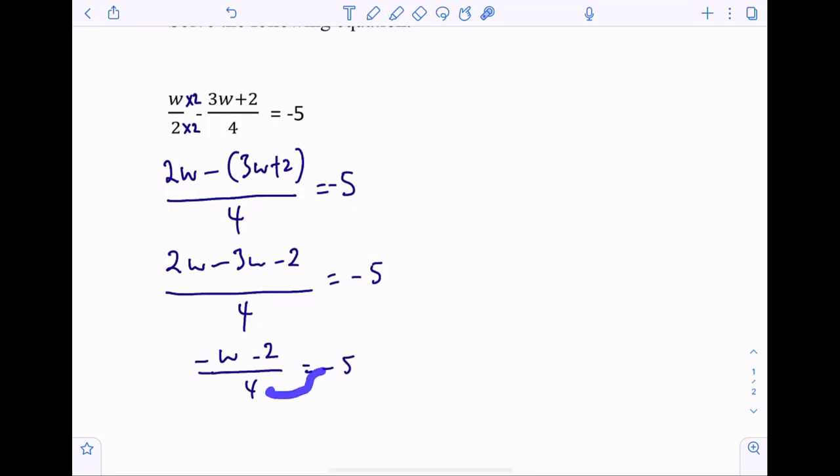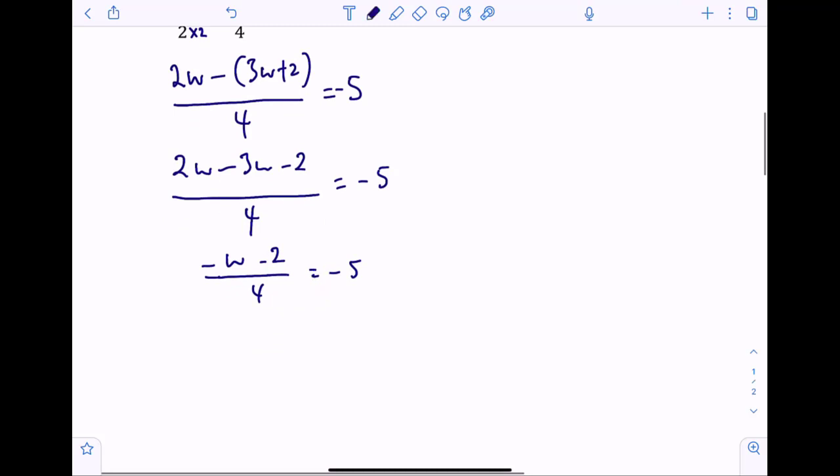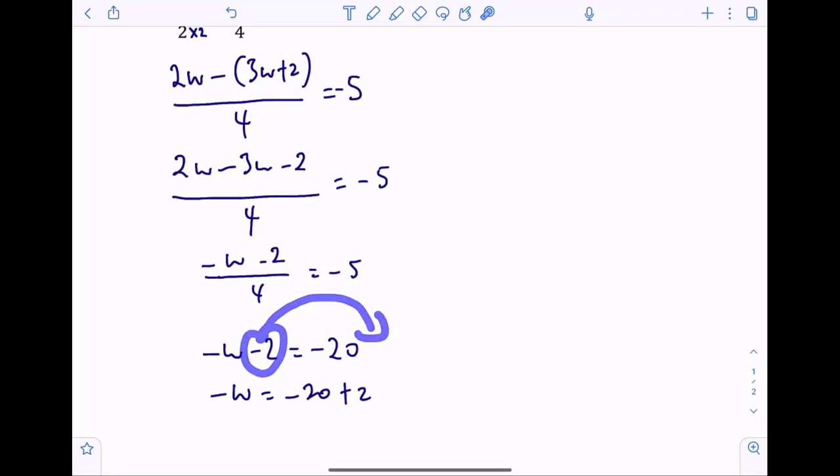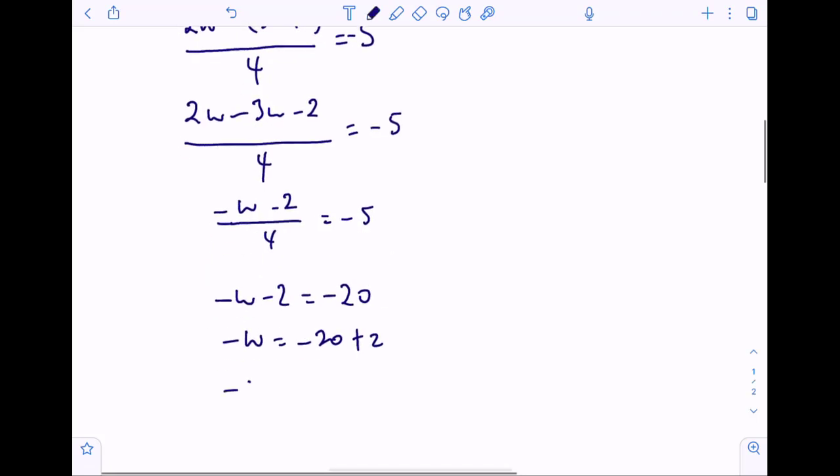We do a cross multiplication. Negative w minus 2 equals negative 20. Keep the w on one side. Negative w equals negative 20 plus 2. Negative 2 goes over the equal sign, becomes a positive 2. Negative w equals negative 18, and w is just going to be 18. Final answer for this question.